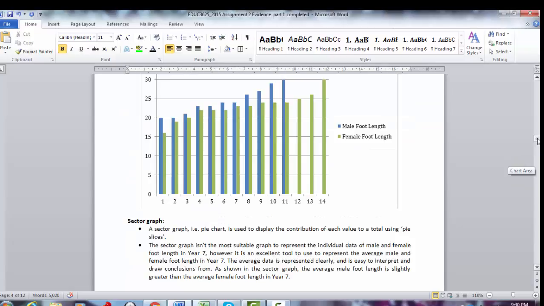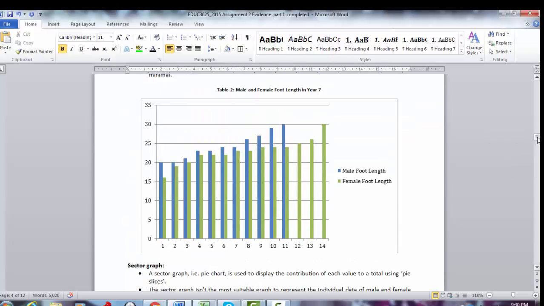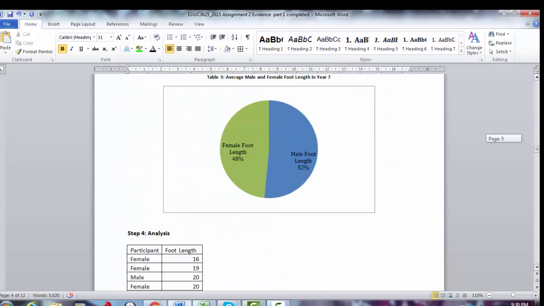However, it is important to note that some female foot lengths in the collected data are actually longer than some of the male foot lengths. So this is only a small minority though, and could be related to age or the height of the participant. The sector graph results also support this statement about foot length sizes between boys and girls, showing that male foot length on average is slightly larger than the female foot length for the Year 7 students. So male foot length we've got on average 52%, female average 48%.